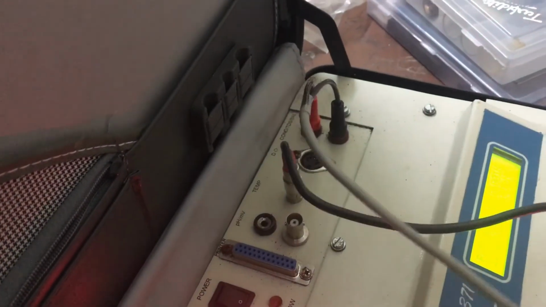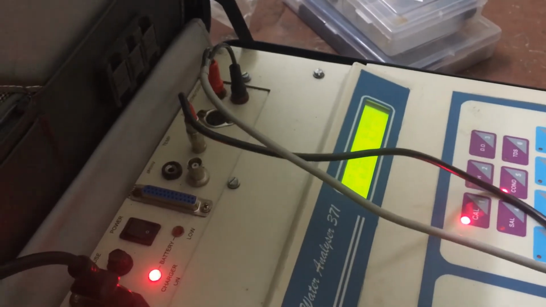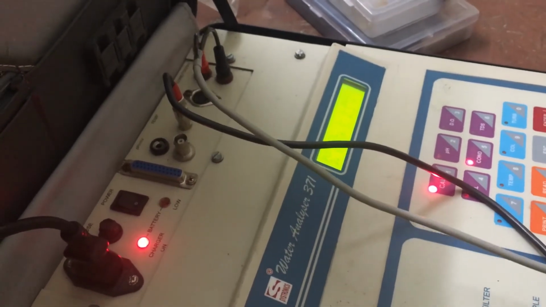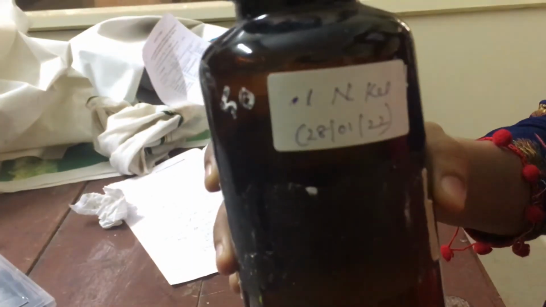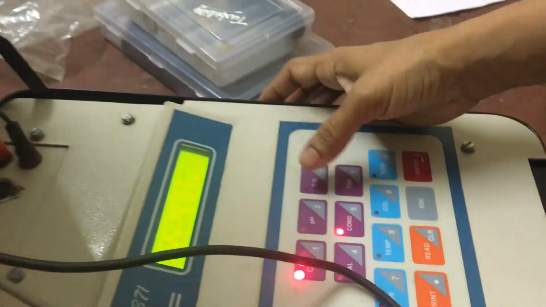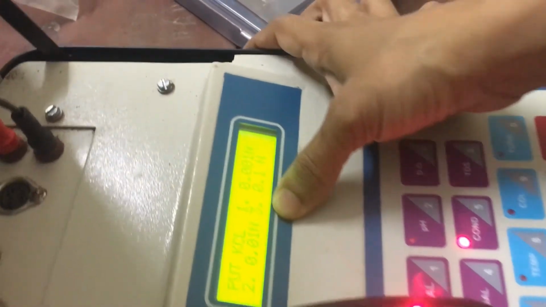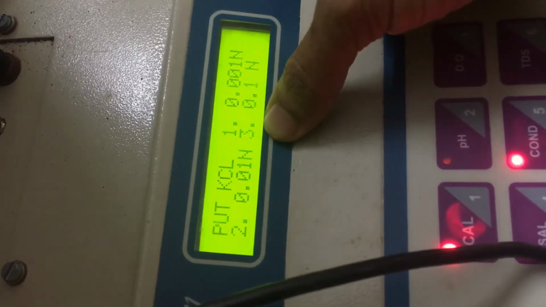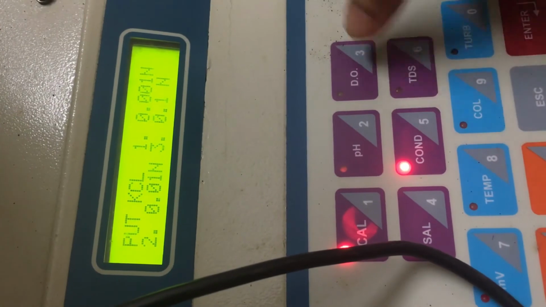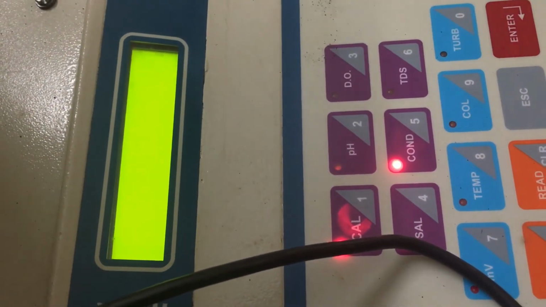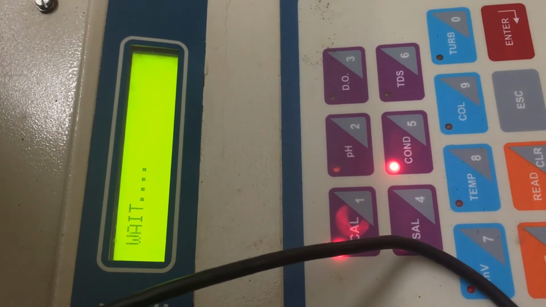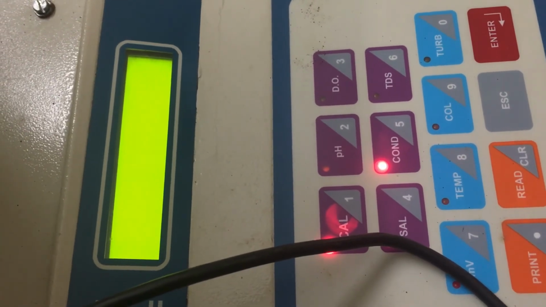And after fixing that temperature probe and conductivity probe, we need to dip it in standard KCL. Here we have taken 0.1 normal KCL and we are dipping the two probes in the solution, and then we need to press the digit corresponding to 0.1 normal KCL. It is mentioned 3. So we are going to press 3. Okay, then after that we need to wait for some time.